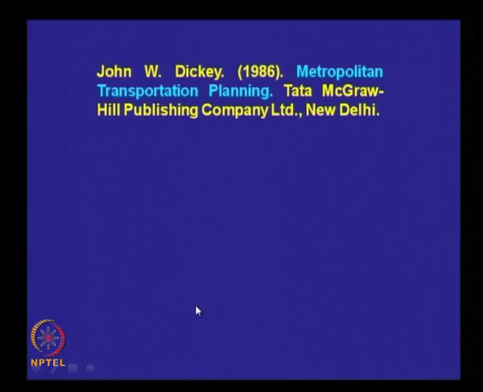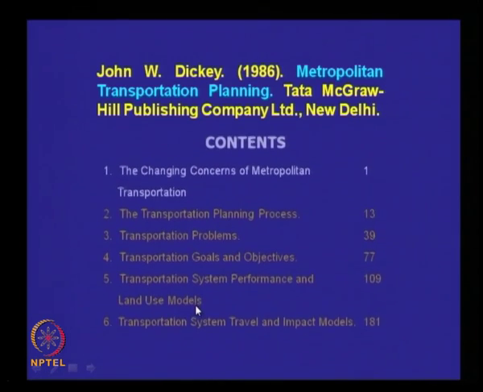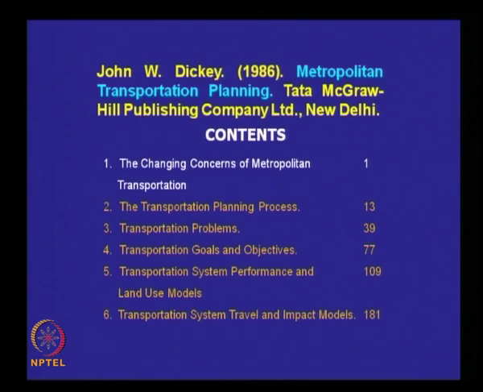The contents are as shown here. First, starting with changing concerns of metropolitan transportation, then transportation planning process, transportation problems, transportation goals and objectives, transportation system performance and land use models, transportation system travel and impact models. Most of them are related to US transportation condition, but still some of the basic aspects are relevant to our condition too.